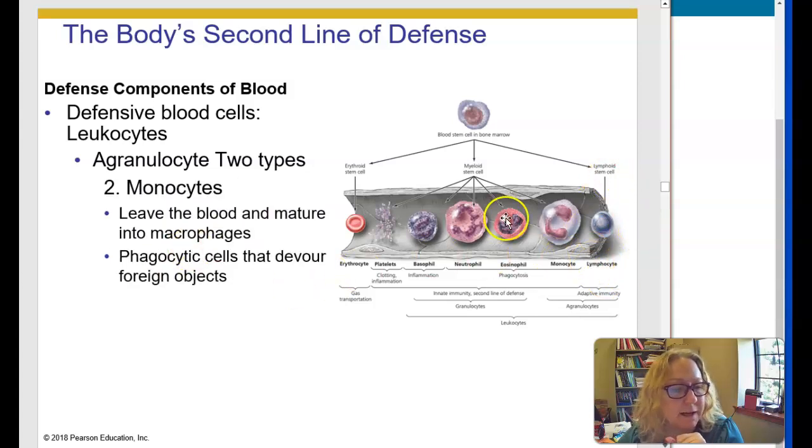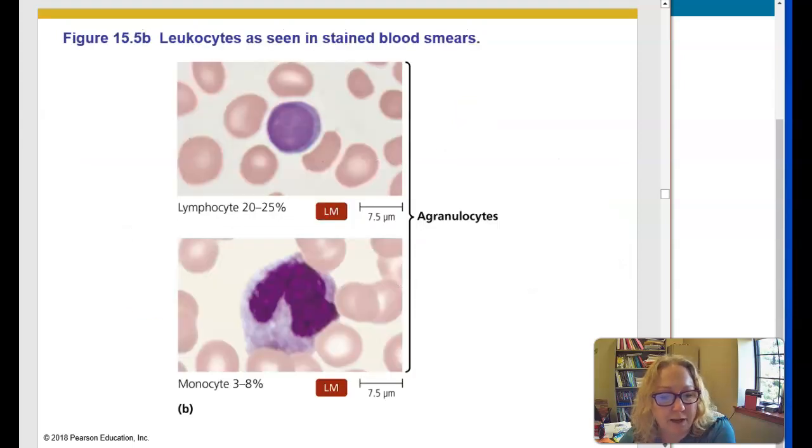That's just exciting. Monocytes, this guy. They leave the blood and mature into macrophages. The phagocytotic cells devour foreign objects. So these guys, they're in the army. They're in the army, the innate immunity army. We'll talk about them. Okay, here they are. This is what they look like in a blood smear.